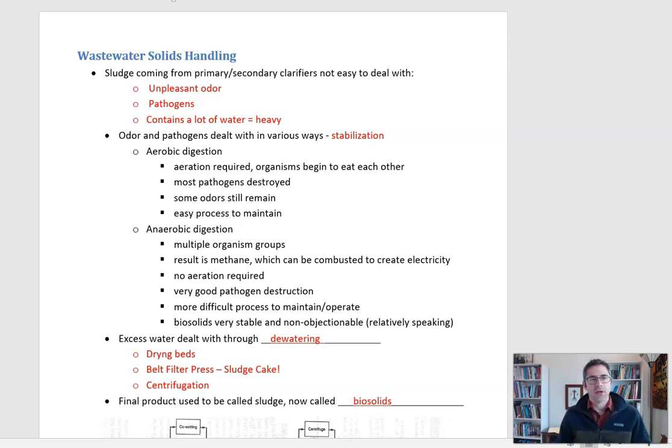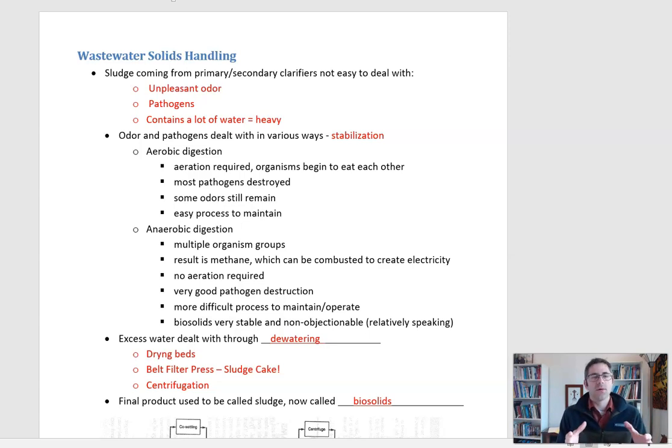So today we finish our unit on wastewater treatment. We've talked about the liquid stream, which includes preliminary treatment, primary treatment, secondary treatment, tertiary treatment, disinfection. But during preliminary treatment, primary treatment, and secondary treatment, in some cases tertiary as well, you have a separation of the liquid stream and the solid stream.